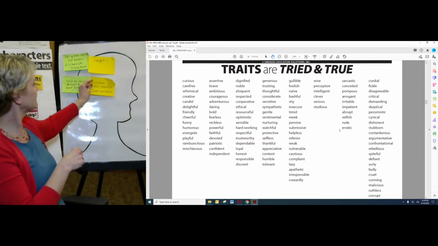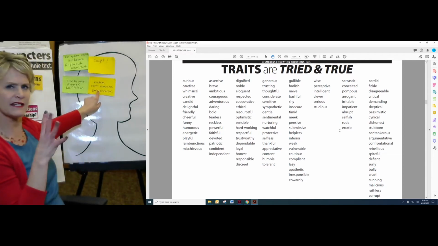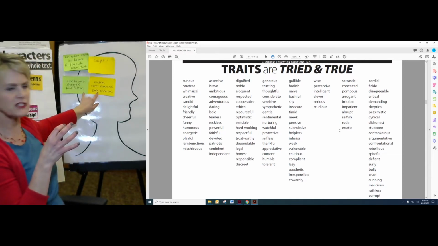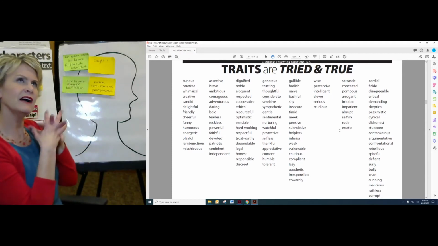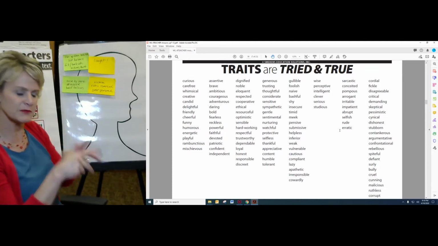The text didn't say that. That's my thinking voice saying, well, he's now kind of the victim here, and she's overpowering him. Some of this might help me figure out how I would describe Roger in terms of a character trait.